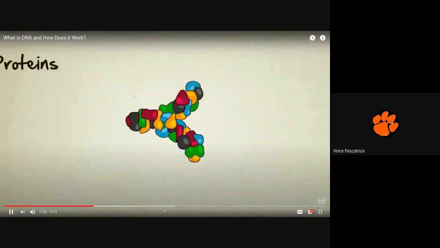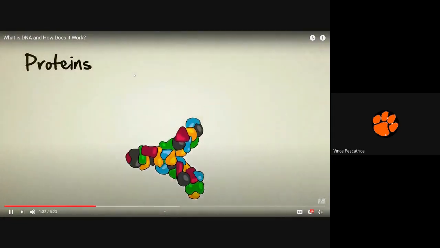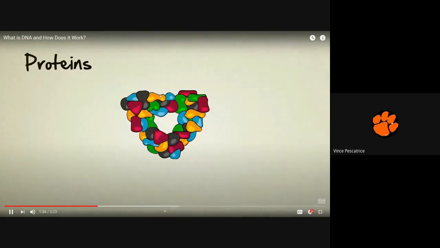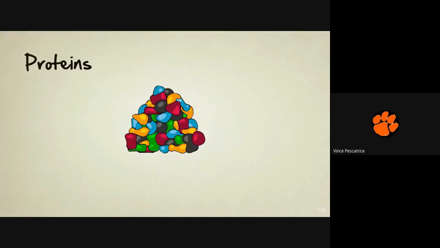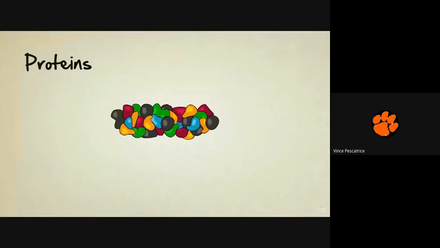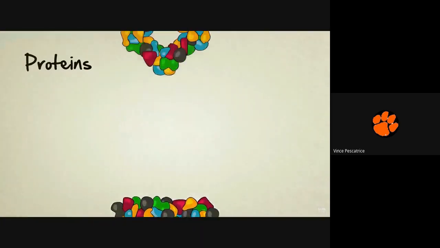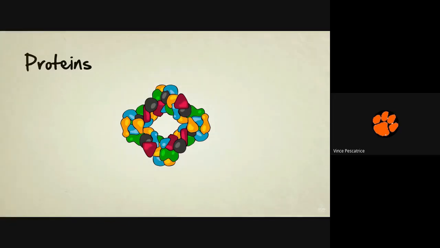These proteins that make up our bodies, and keep in mind there's millions of different kinds of proteins, they each have to be formed in the perfect shape in order to function. If they're the wrong shape, they usually won't work. That's where DNA comes in.